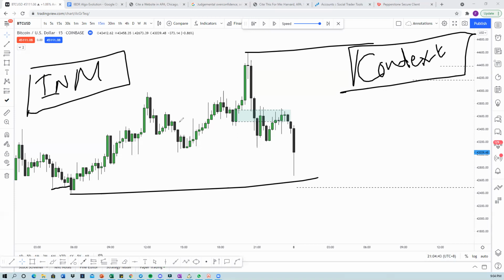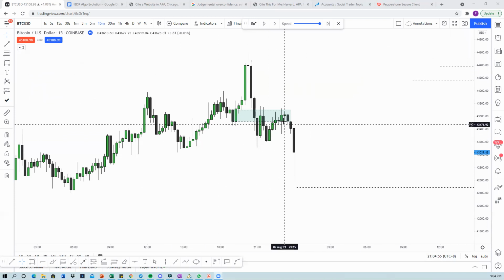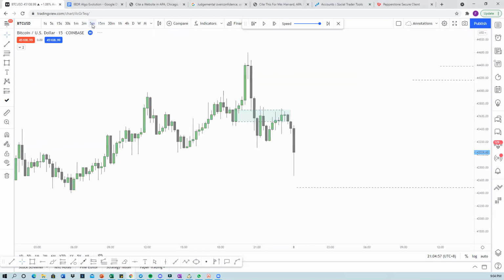Okay, until it has met its draw on liquidity. So we know the draw on liquidity on Bitcoin is up. So this is possible only if you know this. Then let's move to the 5 minute.